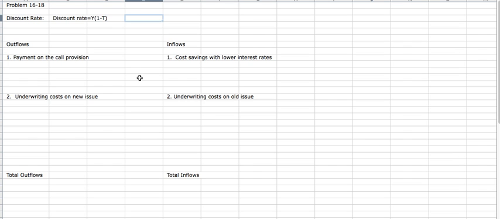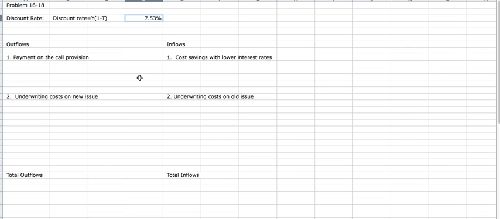So 0.1075 times 1 minus the tax rate. And according to the problem, Robinson Corporation has a tax rate of 30%, so that's 0.3. And we'll go ahead and enter.